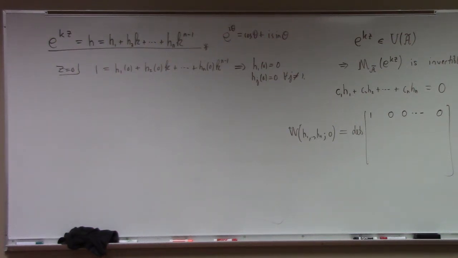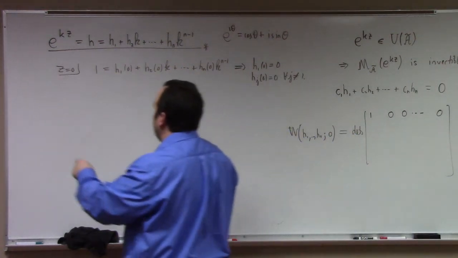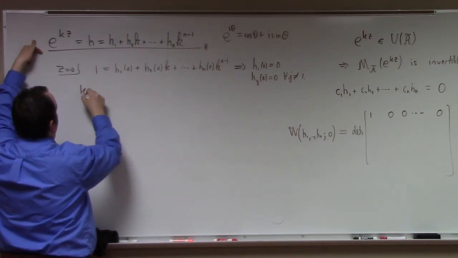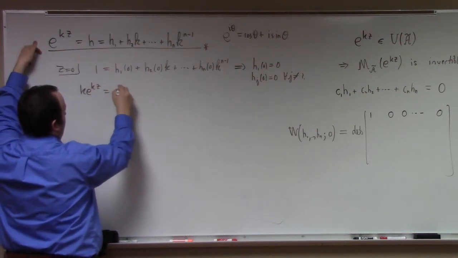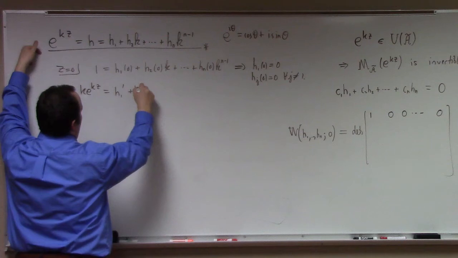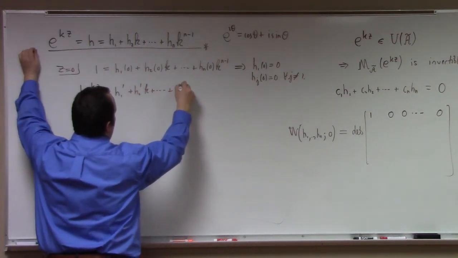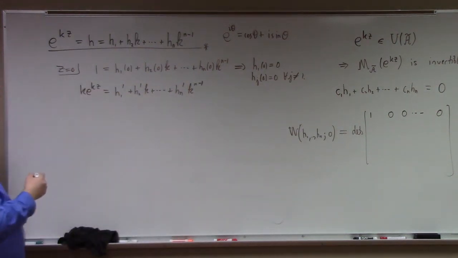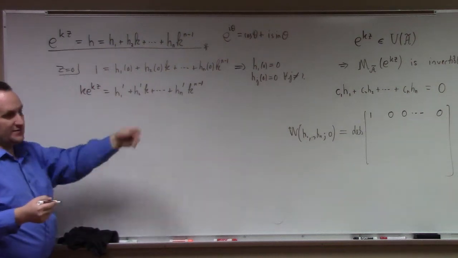Now, somebody said differentiate. So what happens when we differentiate this? We get k e to the kz equals h1 prime plus h2 prime k plus hn prime k to the n minus 1. Doesn't that give us a little bit of behavior about the h functions though, at least like h1? Oh yeah, I'm not saying this is useless, I just don't know what it says yet. So if we plug in, again, z equal to 0, what do we get?